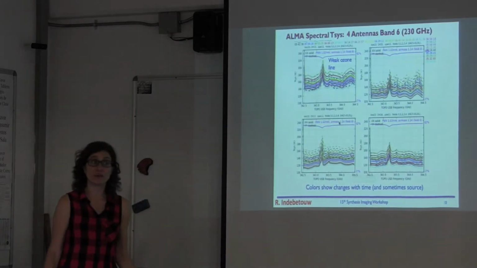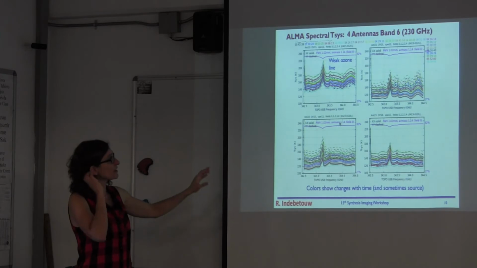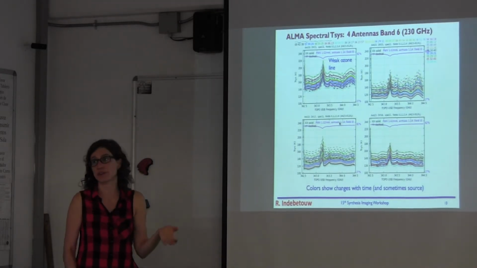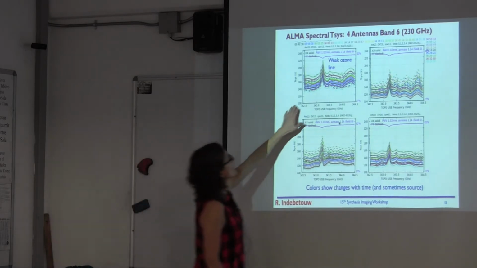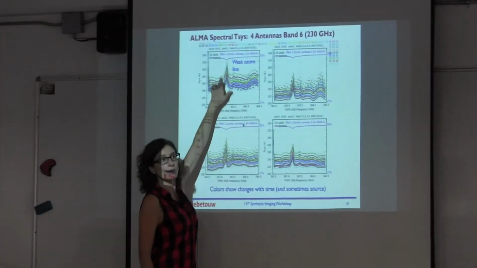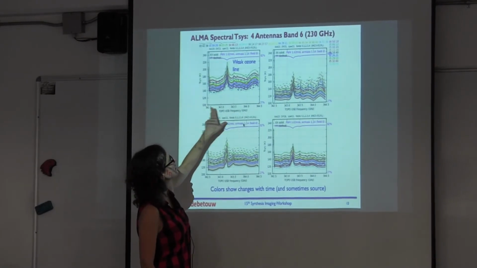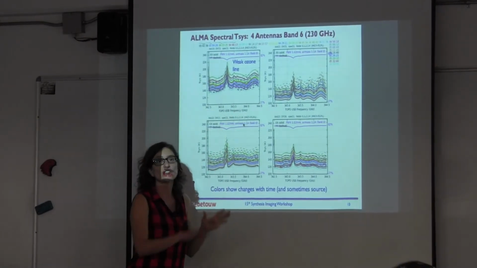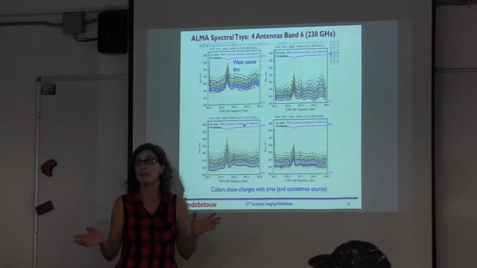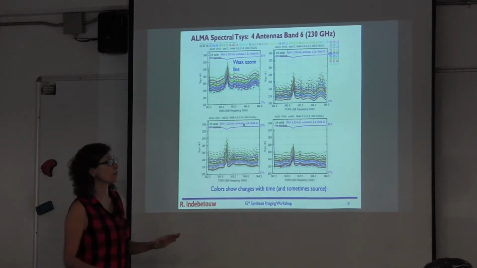Okay, and how does this look? This is the response, the system temperature of the antennas during an ALMA observation. You can see the contribution of the PWV here. This is in frequency. So you are monitoring all the time, in time and in frequency, depending on the observations you want to do, the response of the antennas.